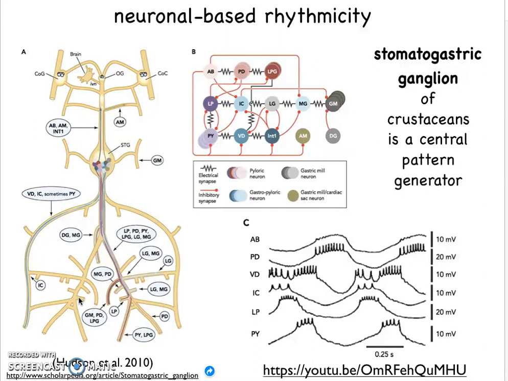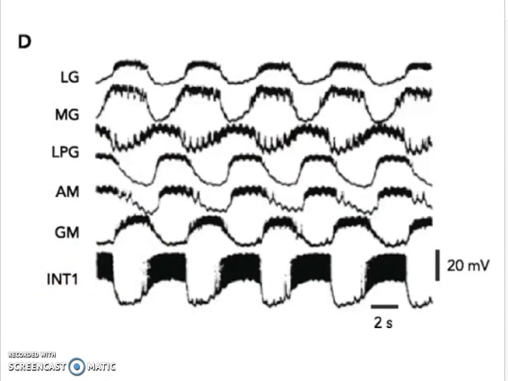And in panel C, you see rhythmic bursting of various neurons in this network, where it certainly appears that the phases of the timing of the active phases are correlated to one another in various ways. This is another example.